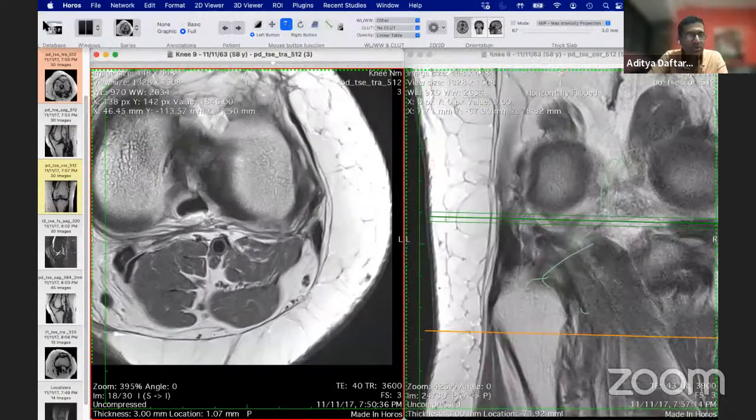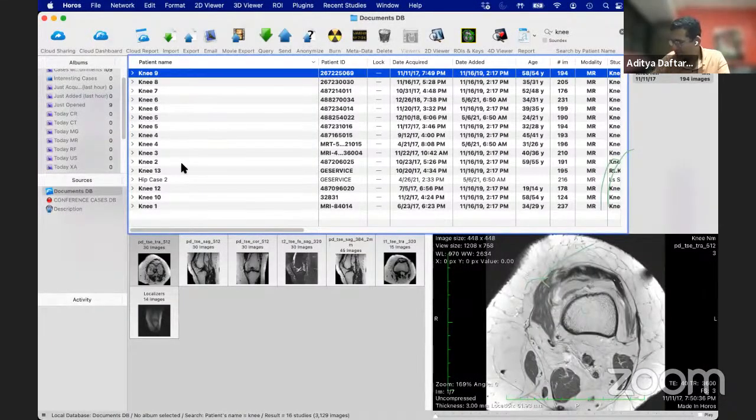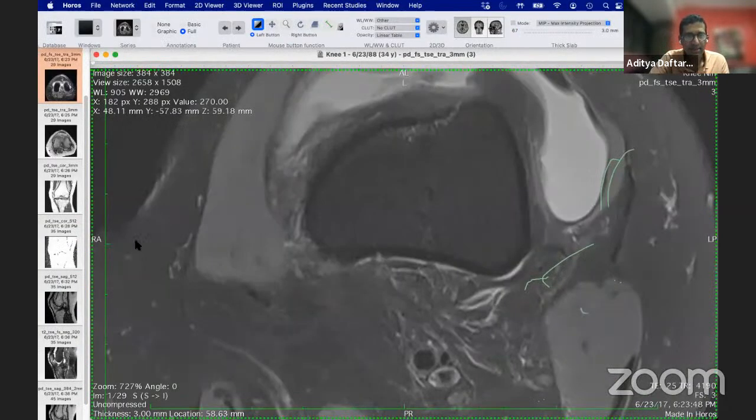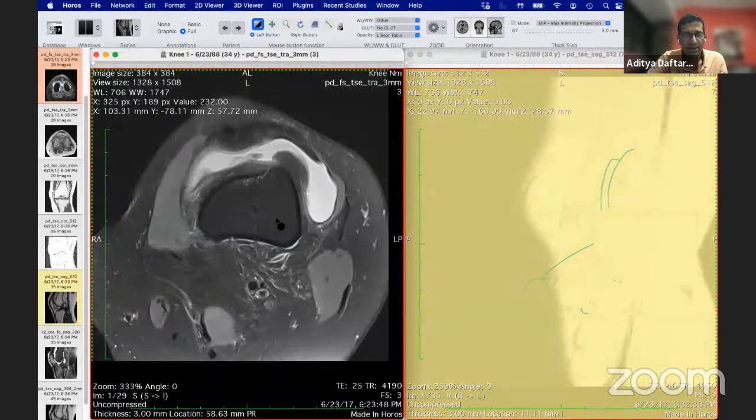Okay. I was going to show you some more cases. I had put together some more cases here. Let me come back and do some of these. So, let's look at this case here, for example. Here we can look at this patient.